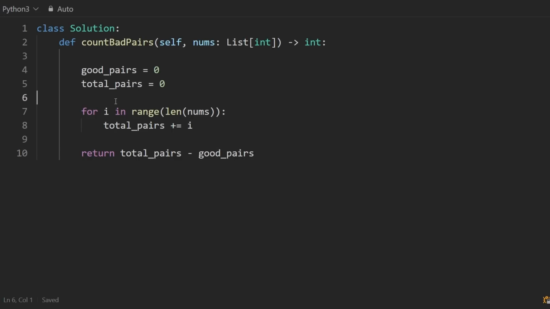Now for us to do that, we're going to need a data structure. It's going to be a hash map. This is going to be the count, or the groups I was talking about. I'm going to make it a default dictionary, and the default value will be an integer. So this is what we're going to do.